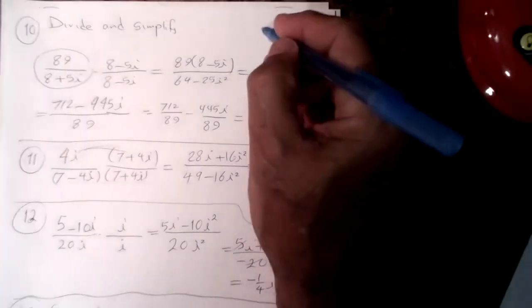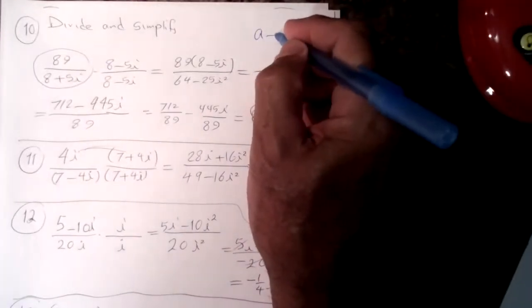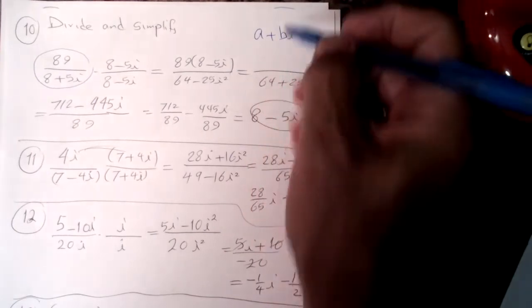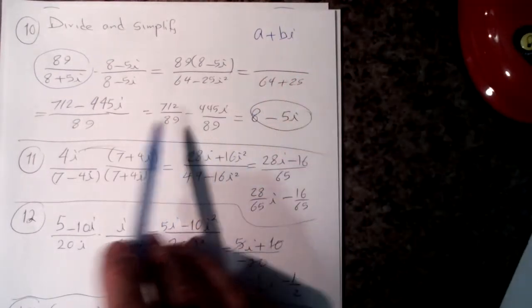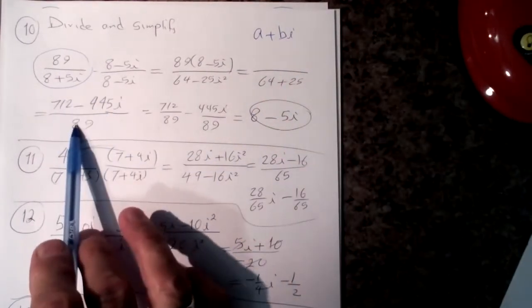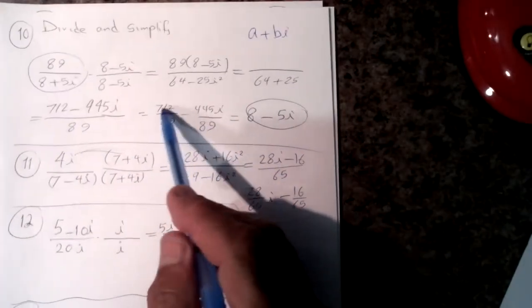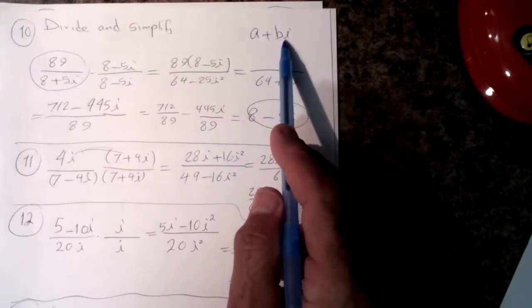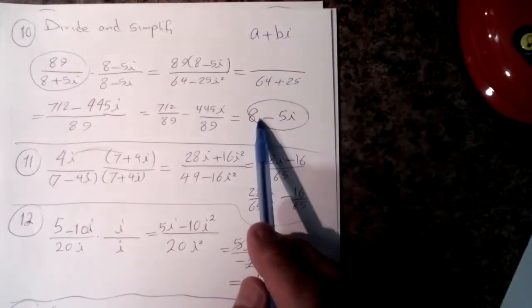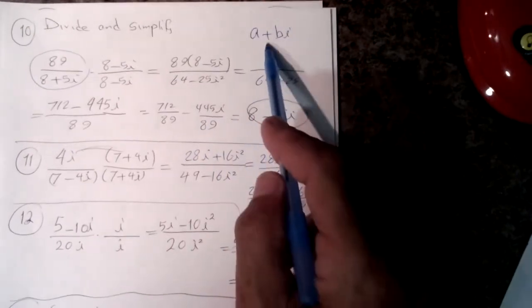Why? Because you always want to have a plus bi. So you cannot leave it like that. You have to break it up and write it like this. You always have a number and a number next to i. See? A plus bi. So the final format must be in this form.